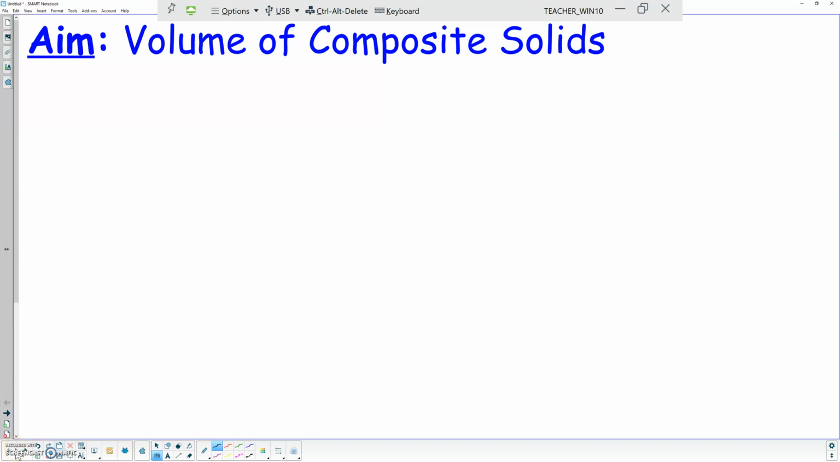Hey everyone, so in this lesson we're going to review volume of composite solids. Before we get into composite solids, I want to first review the formulas for all the 3D shapes we went over last week.